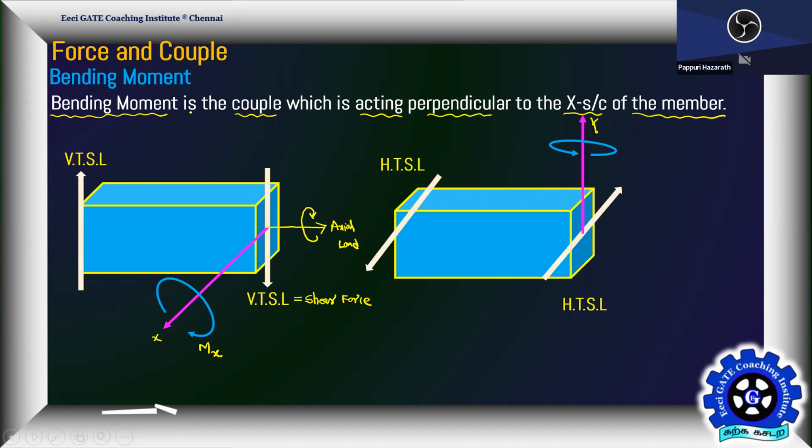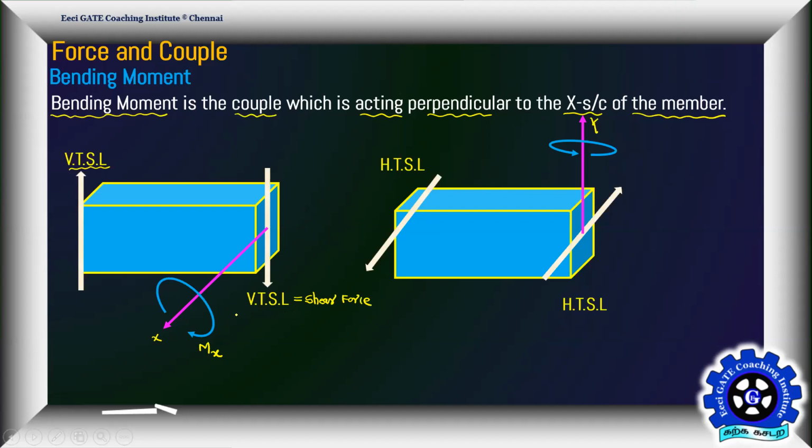Bending moment is nothing but a couple which is acting perpendicular to the cross section of the member. To create a bending moment, vertical transverse shear loads are required. Vertical transverse shear load is nothing but shear force. Two vertical transverse shear loads equal in magnitude and unlike will create a bending moment in the component. It is very, very important. Understood how vertical transverse shear loads create a bending moment?